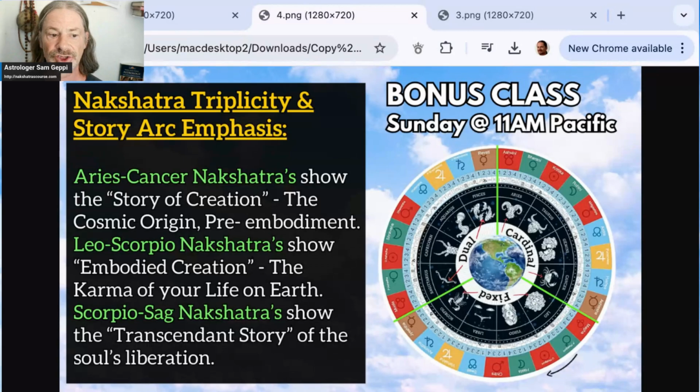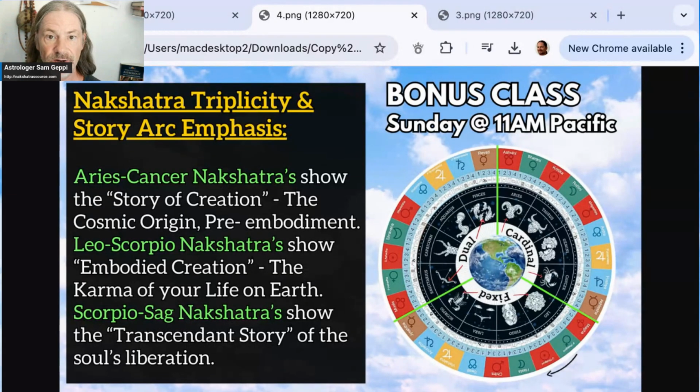The Leo to Scorpio nakshatras show embodied creation, the karma of your life on earth, and the deities and the myths and the stories surrounding those nakshatras show this life on earth from Leo to Scorpio. Then the Sagittarius to Pisces nakshatras show the transcendent story of the soul's liberation, as we're transcending.